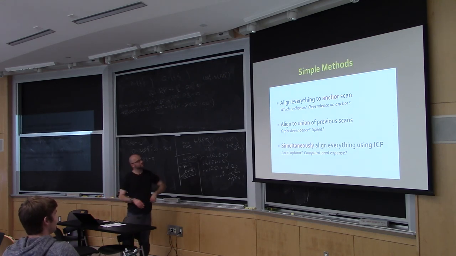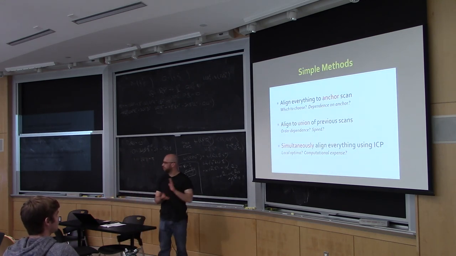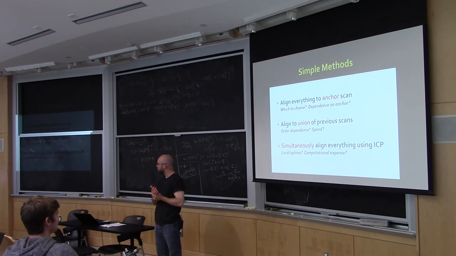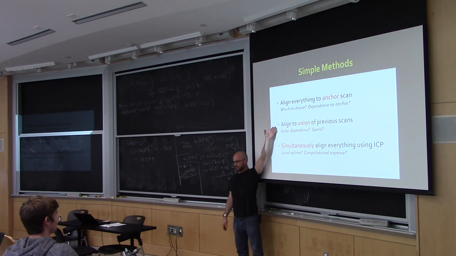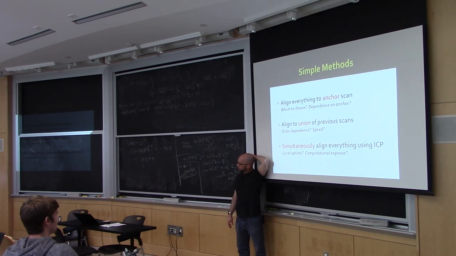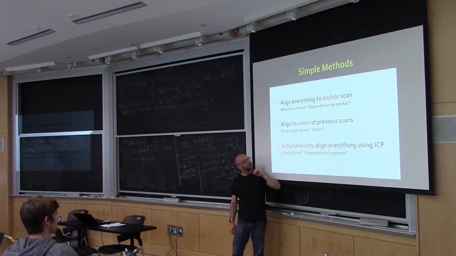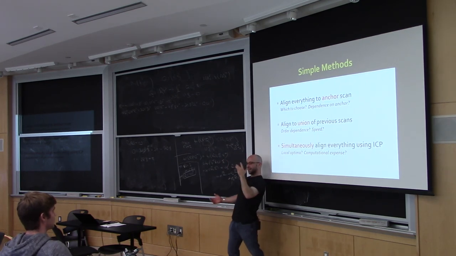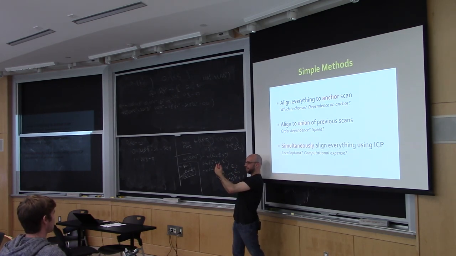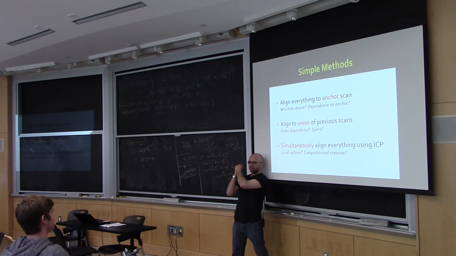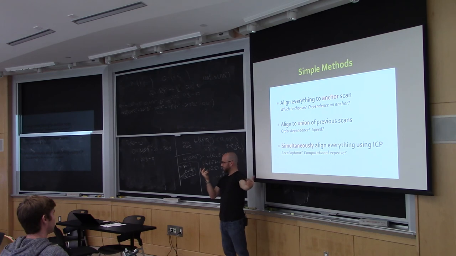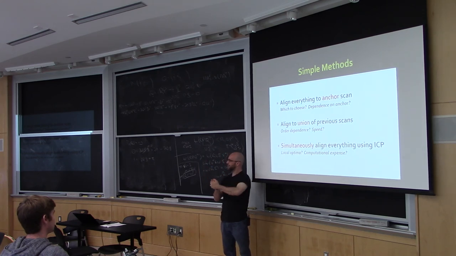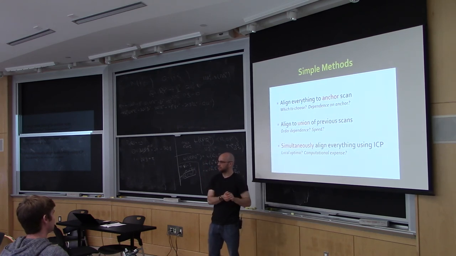Okay, so there are many different ways to deal with collections, this being among them. Some of the simple ones, maybe you choose an anchor scan, so you say, this particular bunny seems to be pretty noise-free, so I'm just going to align everything to him. Maybe you do something funny, like, first I align bunny 1 and bunny 2, and then I glue them together into one, hopefully improved bunny point cloud, and then I take bunny 3 and align it to that glued together guy. Right, so sort of an agglomerative process.